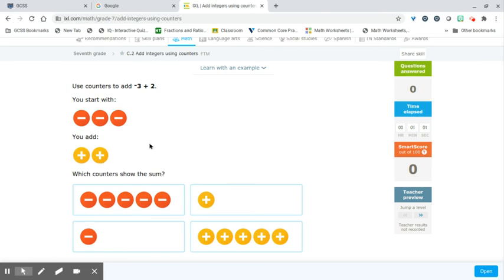To add these, we could use the additive inverse where we say +1 minus 1 equals 0. So if we have 1 here and we cross that one out because that's a 0 now, and this is a 0 now, that leaves us with 1 negative left. So our answer to this question would be -1.